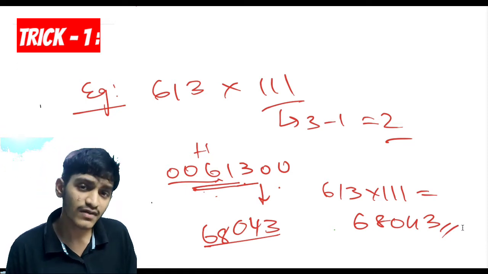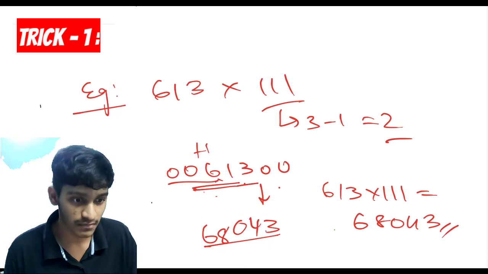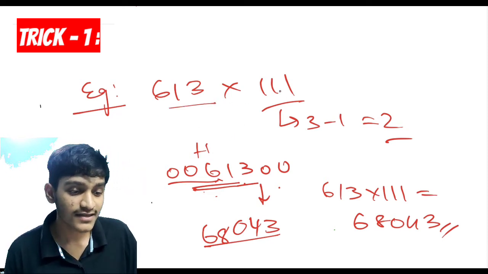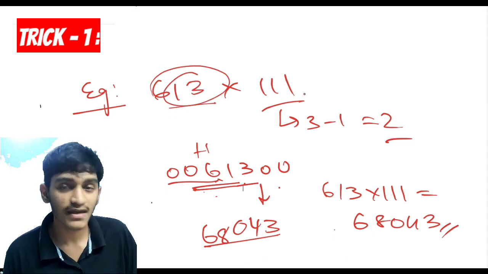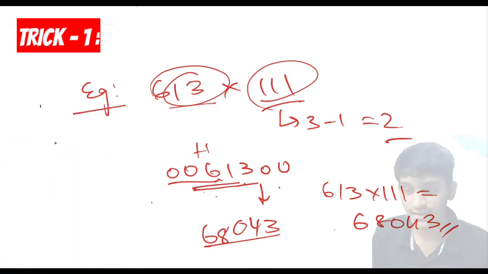So as you can see, this was a simple process which I can follow in order to find the multiplication of these two huge numbers. Now I can extend this trick to as many numbers as possible, where 613 is any random number, and 111 is any number which has only 1 in it.